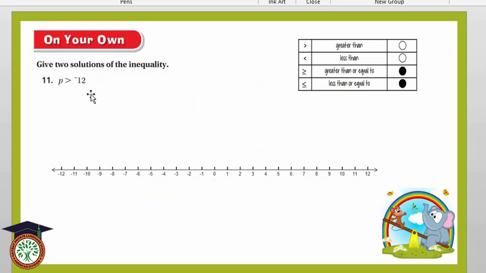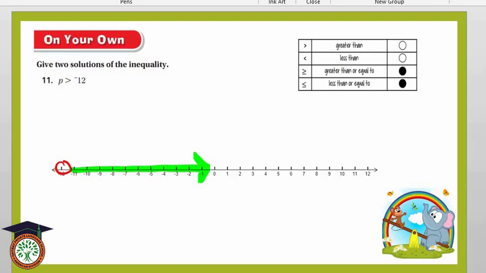It says here, give 2 solutions of the inequality. I have P greater than -12. Where is -12 here? So I'm going to draw my circle. Is it open or closed? It's what? It's open because I don't have an equal sign. Now I'm going to shade the number line. In which direction? To the right, because I have greater than.